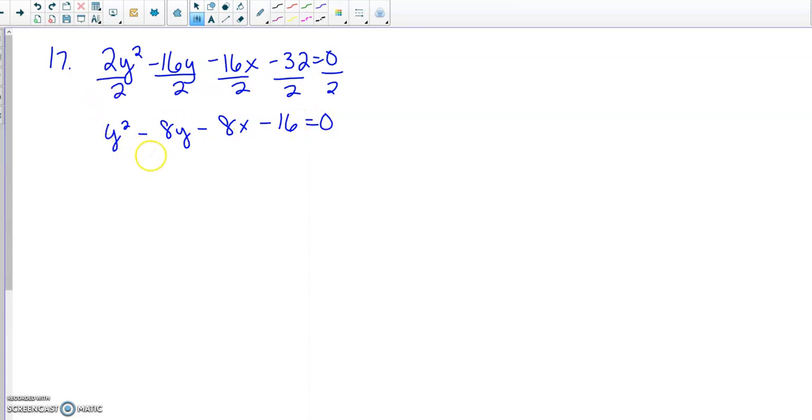So the only thing I have as a square is the y. So we're going to keep the y squared over here, and what I'm going to do is add 8x and add 16 to the other side, because we've got to get them away from the y's.